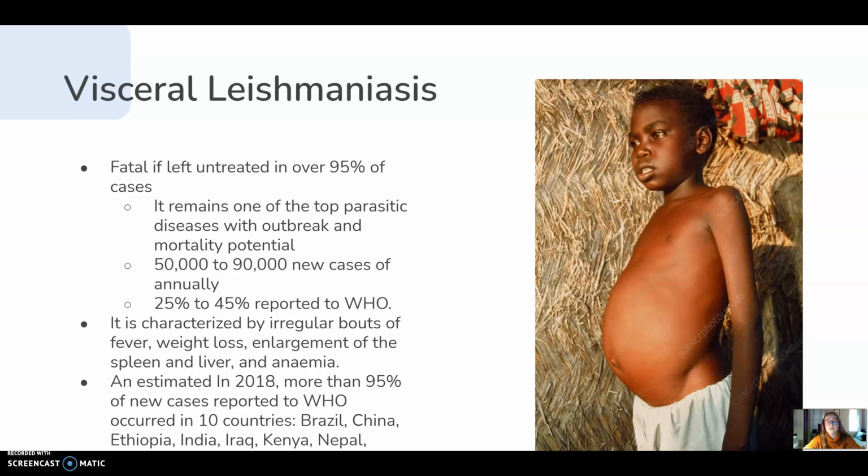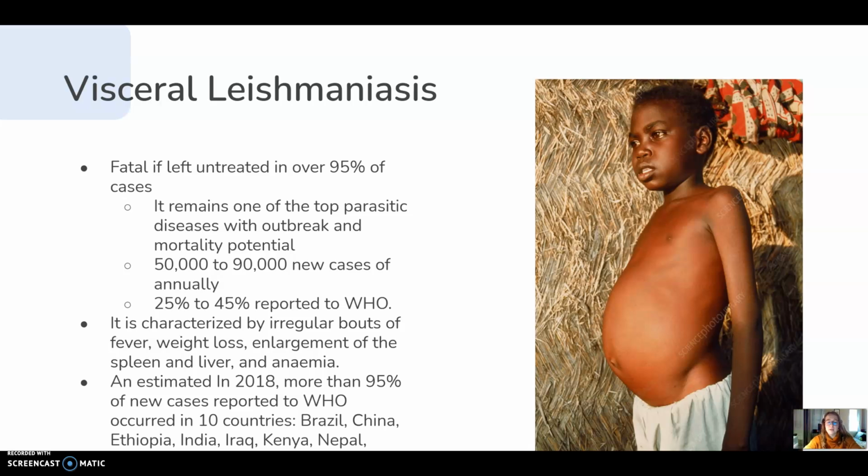There are 50,000 to 90,000 new cases reported annually. However, that's estimated to make up only 25 to 45% of cases. It's characterized by irregular bouts of fever, weight loss, enlargement of the spleen and liver, and anemia. The enlargement of the spleen and liver can be observed in the picture on the right, and it's not very subtle. As you can tell, it's fairly visible that it's happening.